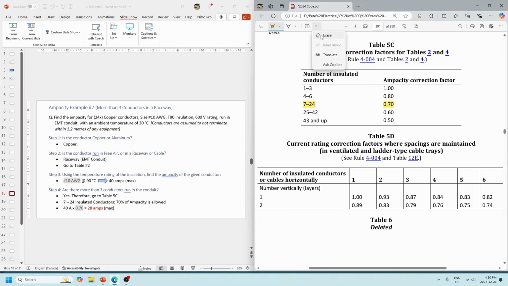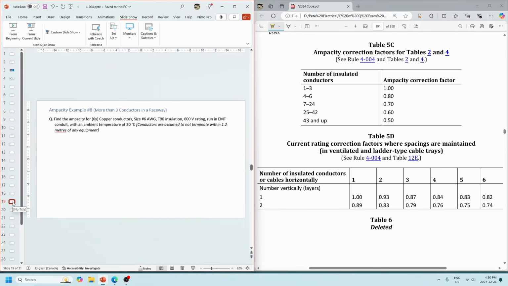Okay, so nothing too crazy. We're going to build up with other rules and everything, but hopefully you're getting the understanding of these base rules for 4004. Okay, let's take a look at ampacity for 6 copper conductors.